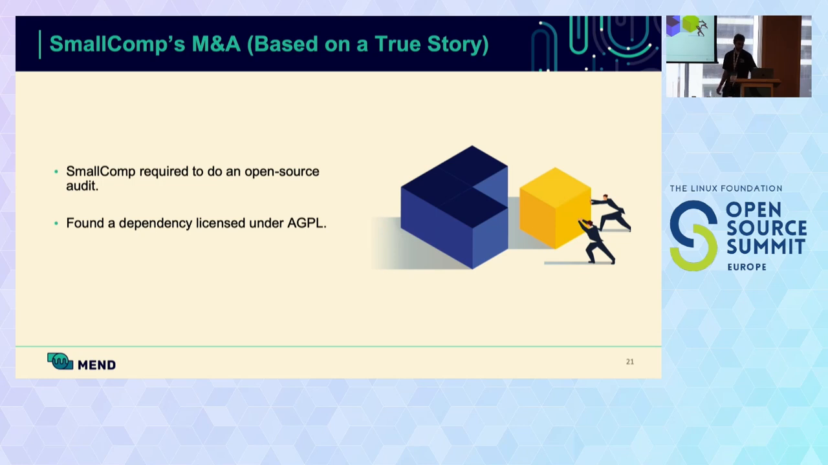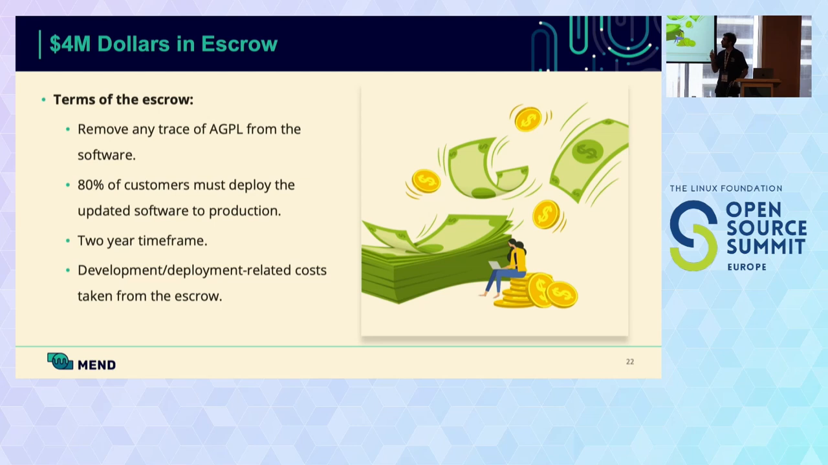software. And what happened is that Large Comp immediately took action on this, and they took $4 million out of the deal and put it into an escrow on the side under the following terms: that Small Comp had to remove every single trace of the AGPL from the software. They had to completely swap out the component. And also 80% of their customers have to deploy the updated software to production. All this has to be done in a 2-year time frame, and the related costs of development or deployment are going to be deducted from this $4 million.